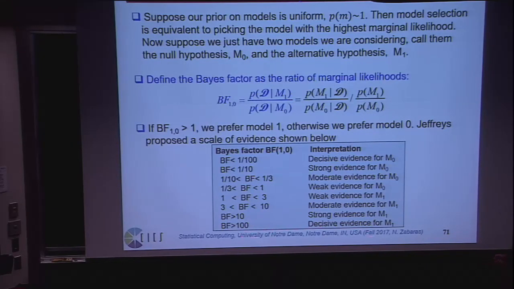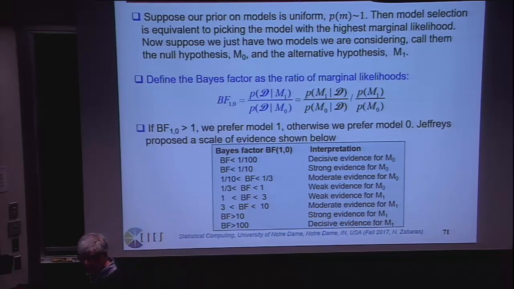there's very, very strong evidence for model M1. If you're below 100, strong evidence for M0, etc. So you may want to consult this when you compare models, okay? But in some sense, if the two marginal likelihoods are about the same, you shouldn't be too concerned with Bayes factors.